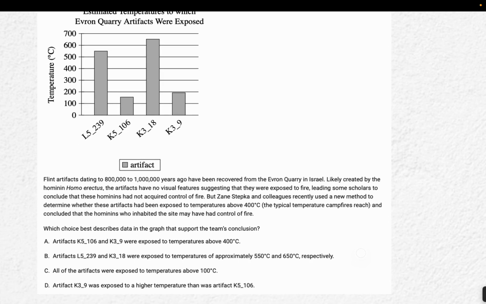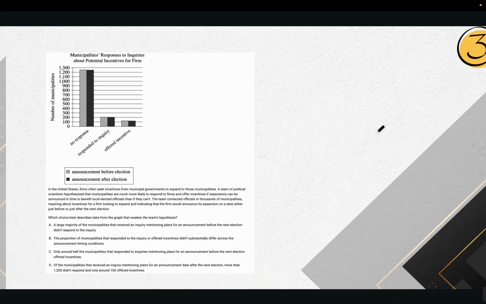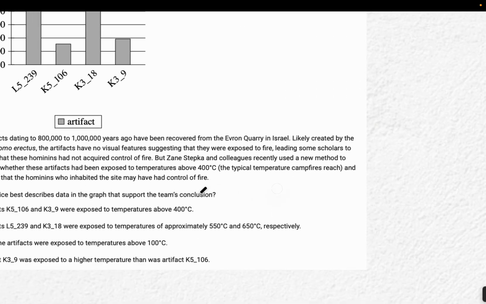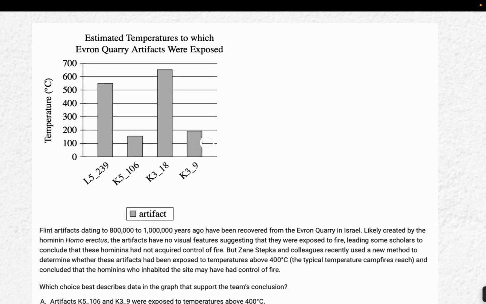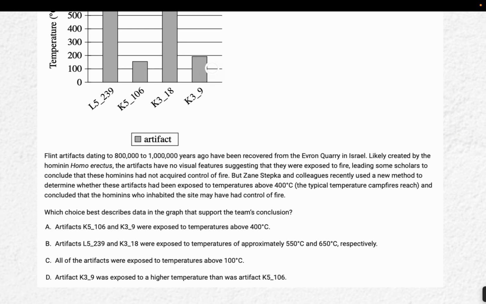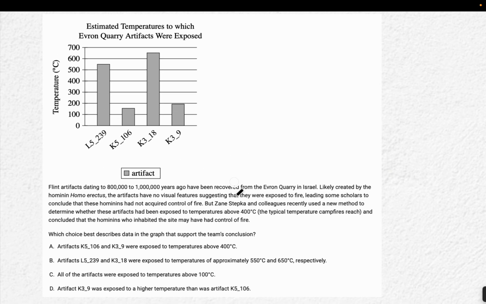This is still medium level. Okay, question number 6 from medium level. Let's continue. Estimated temperatures to which Egyptian quarry artifacts were exposed, and this is the data you guys have. 1 minute to solve this question. Ready, steady, go. Started.